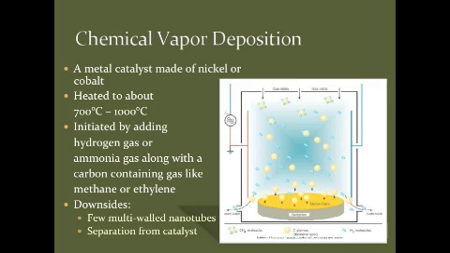The process that has the greatest potential of being used commercially is chemical vapor deposition. It requires a metal catalyst made of nickel or cobalt. The chamber needs to be heated to about 700 to 1000 degrees Celsius. The process is initiated by adding hydrogen gas or ammonia along with a carbon-containing gas such as methane or ethylene. The downsides to this process are that mostly single-walled nanotubes are created. Also, it's a difficult task to remove the nanotubes from the catalyst.